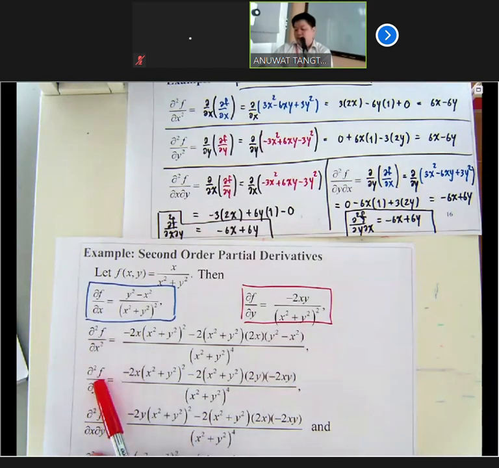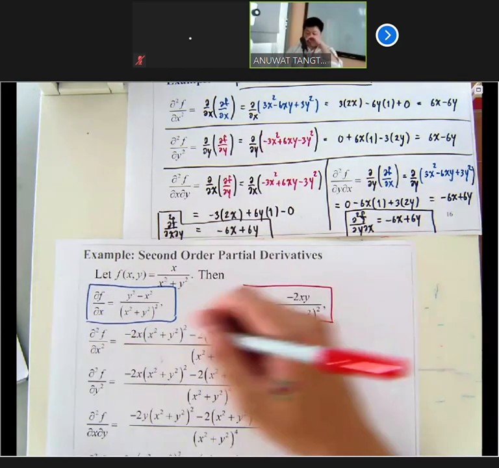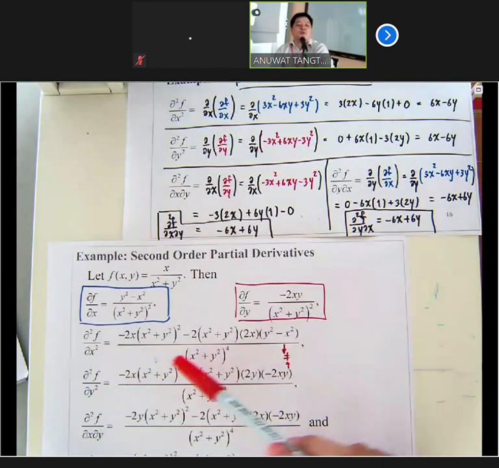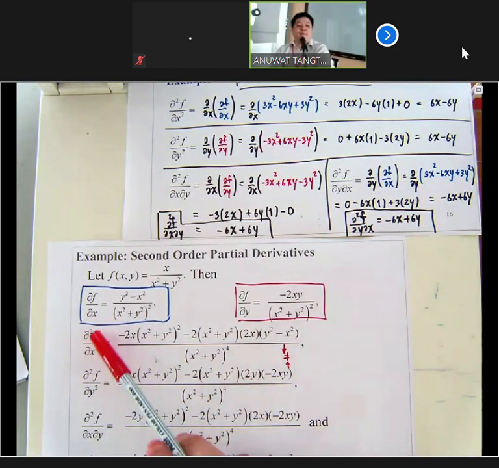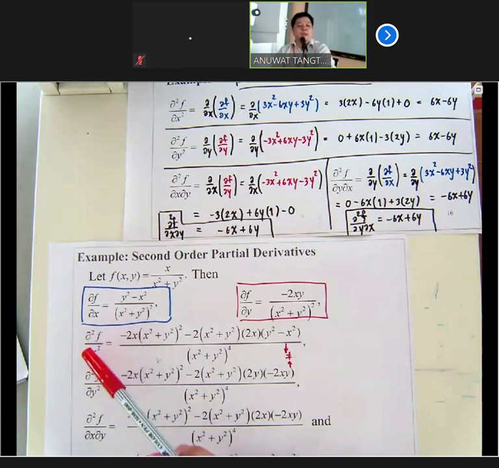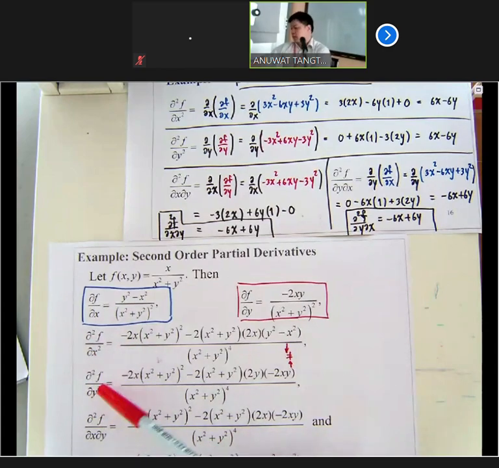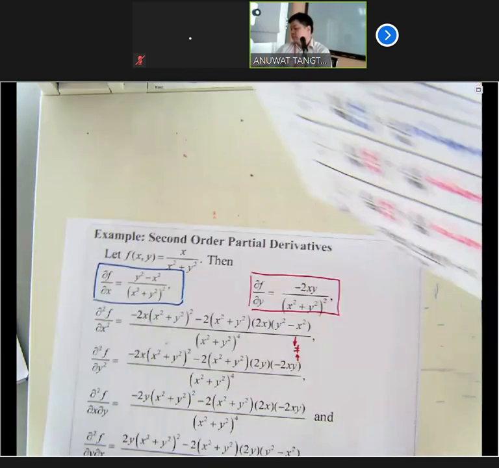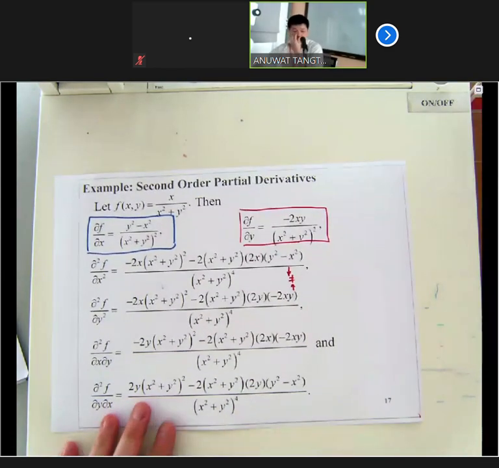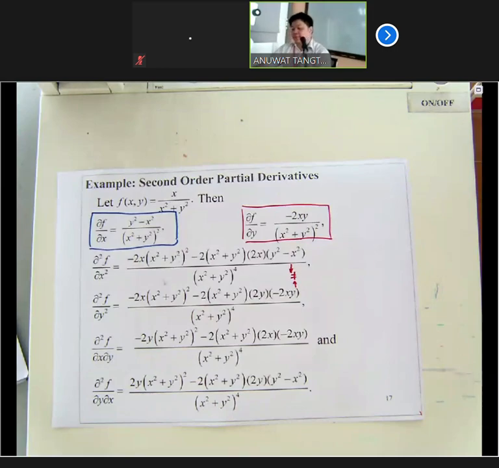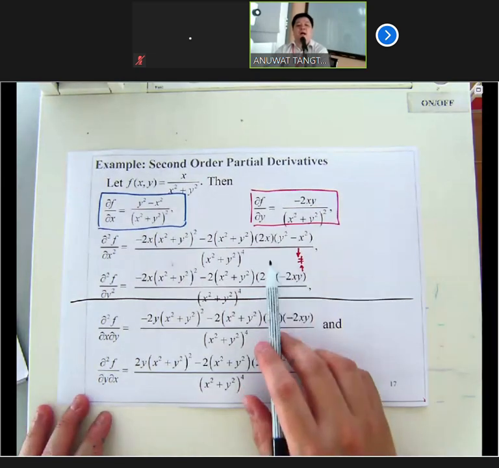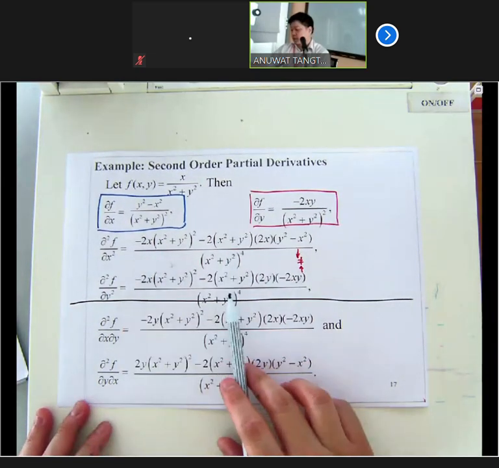In the example they show, because the function is not symmetric, it can be seen that d square f by dx square and d square f by dy square come out not equal. But what I want you to focus on would be the mixed partial derivative. I would not expand it out. You can try to expand it out and show that they are not equal.